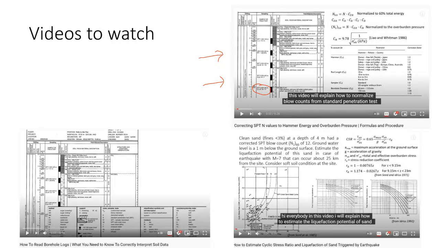So there will be something similar. You'll be given the borehole with SPT data. So you'll be asked to correct SPT data. And then I use that SPT number to estimate the cyclic stress ratio. So this is something that we'll talk about also in week 5.